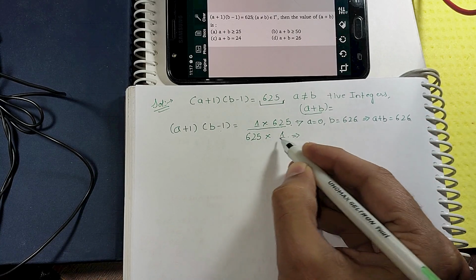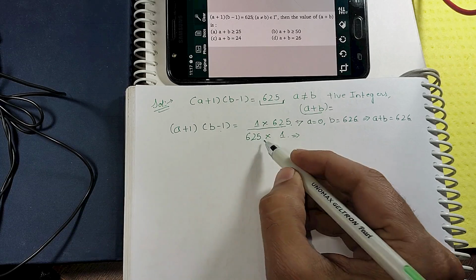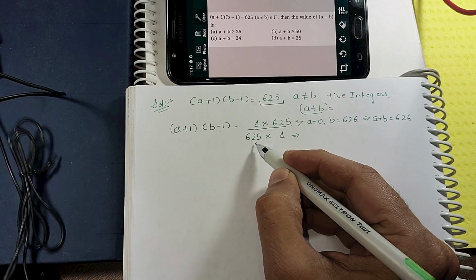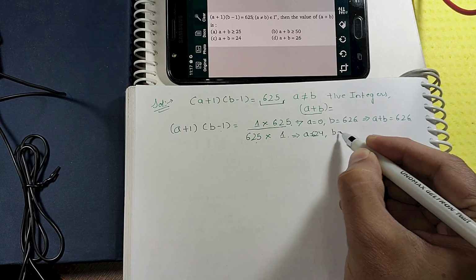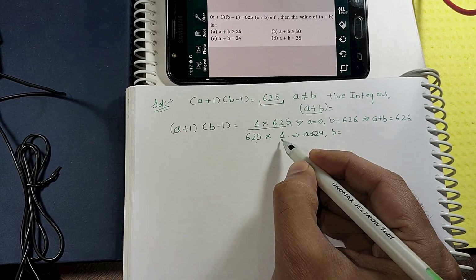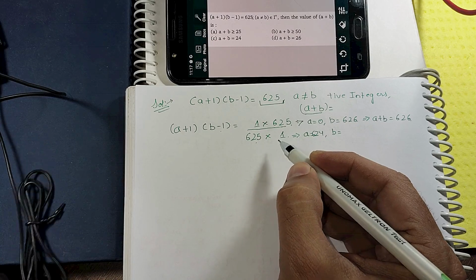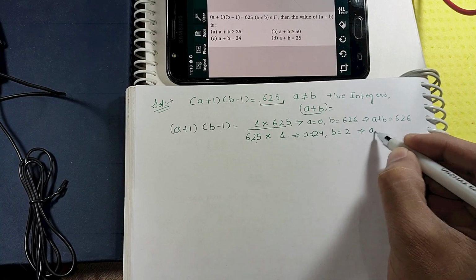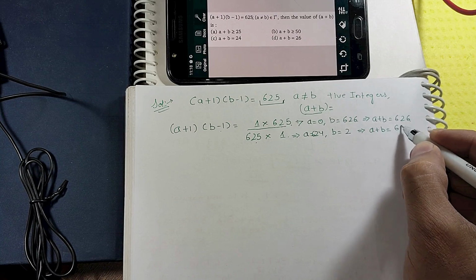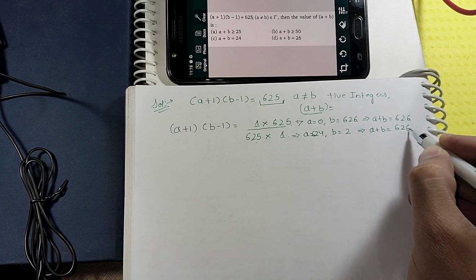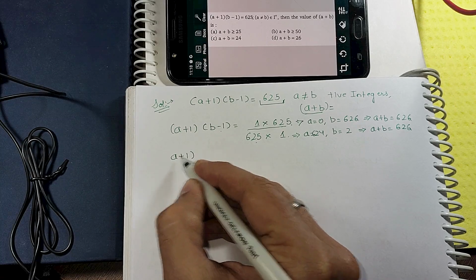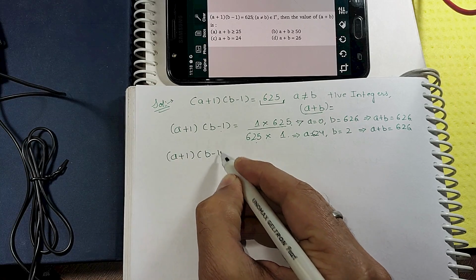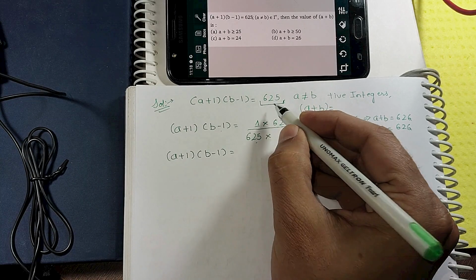Now in this case we have changed, so a plus 1 is equal to 625. So a is equal to 624, and b minus 1 is equal to 1. So b is equal to 2 and a plus b will be equal to 626. 624 plus 2 is 626. Now there is another case, (a plus 1) multiplied by (b minus 1) is equal to 625.